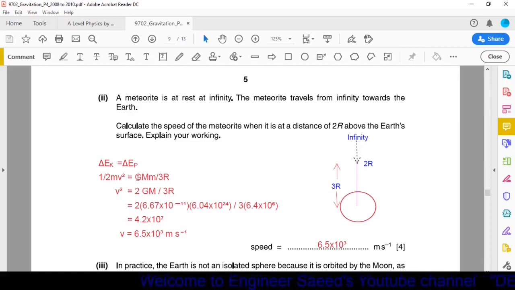Okay, we have to calculate value of v. That's why we have taken v square. V square is equal to 2GM over 3r. Now we have to substitute the values.